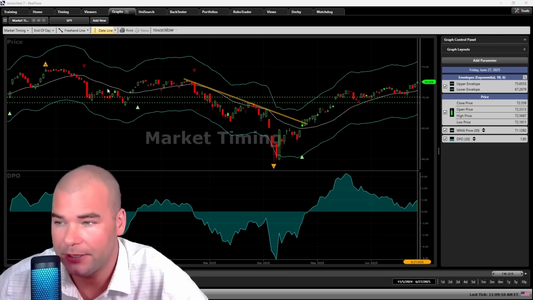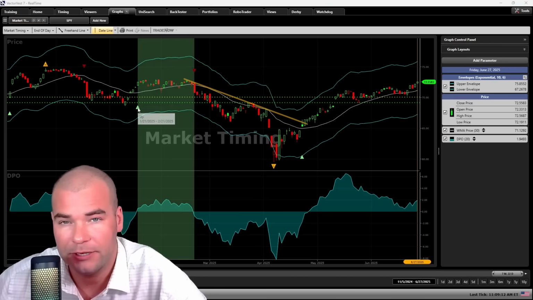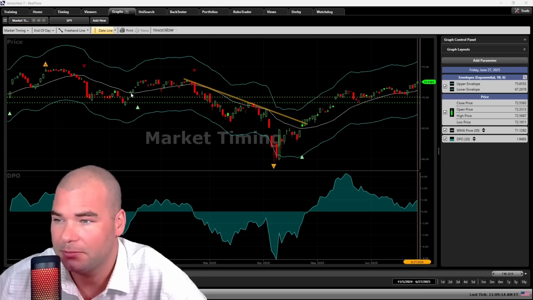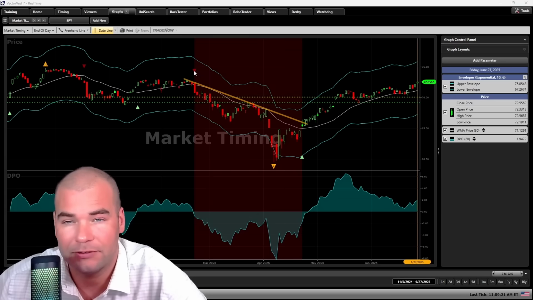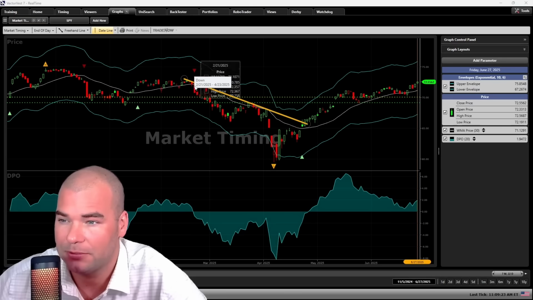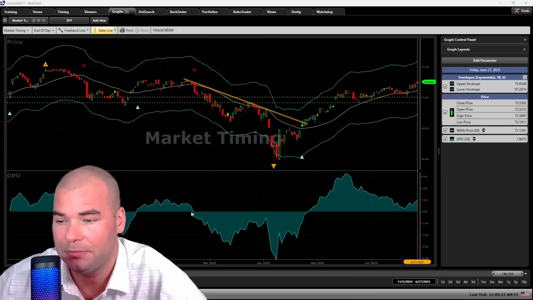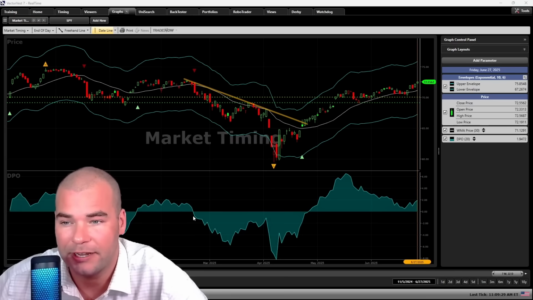Now, generally speaking, to get a preliminary up signal with the DEW, price action has to be above that 30-day weighted moving average, and DPO has to be in positive territory. Just the opposite for a down signal: when price action crosses below that 30-day weighted moving average and DPO crosses into negative territory.